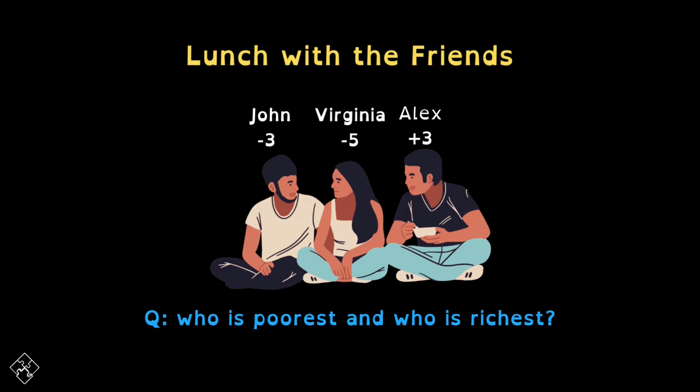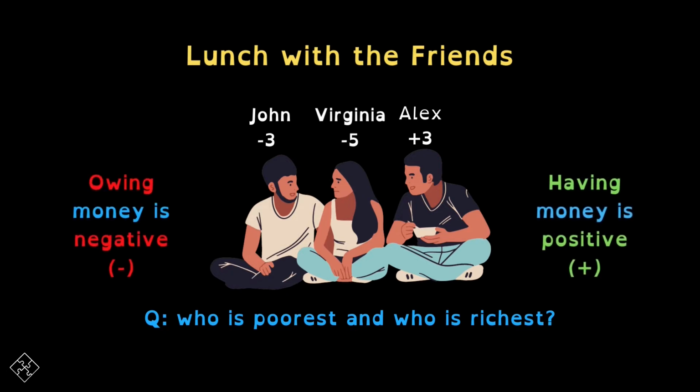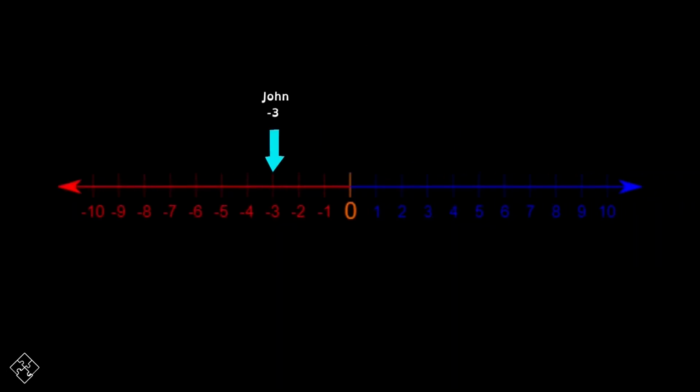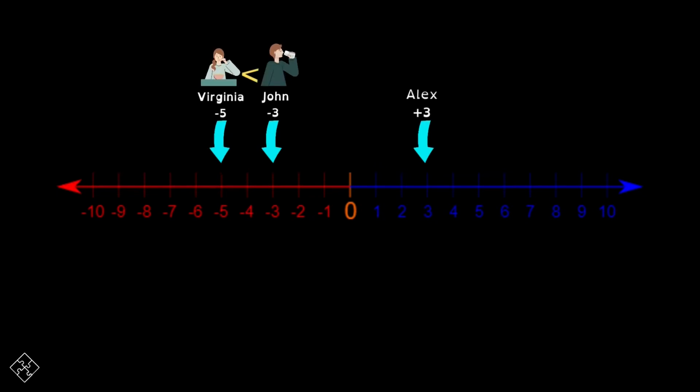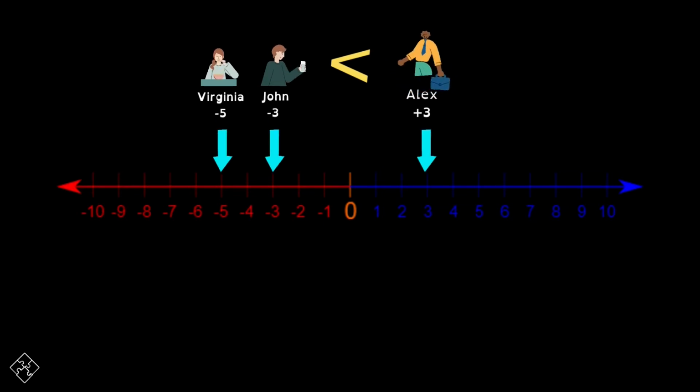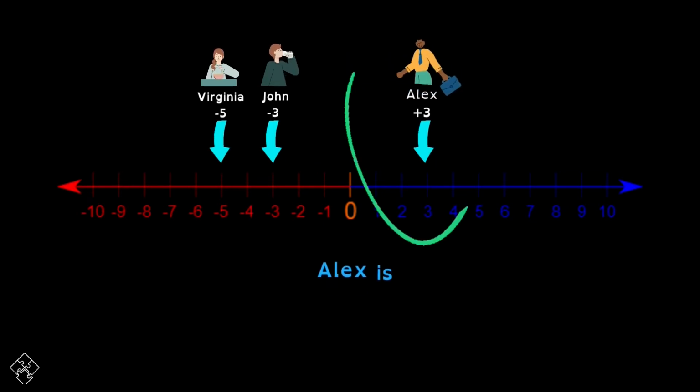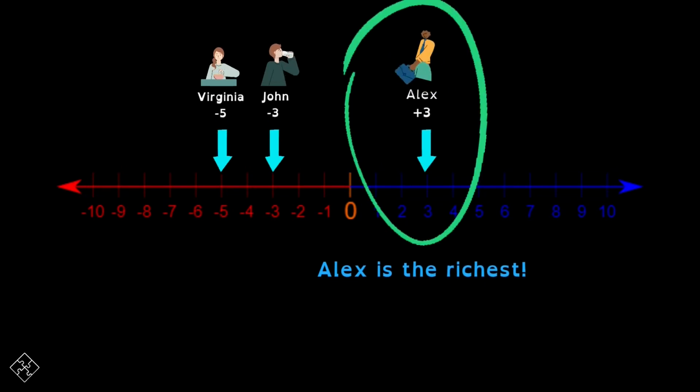I want you to take note that owing money is negative. Having money is positive. So John has negative 3, Virginia has negative 5, and Alex has positive 3. Now, it is easy to see that Virginia is poorer than John. Negative 5 is less than negative 3. And John is poorer than Alex. Negative 3 is less than positive 3. And Alex is, of course, the richest.